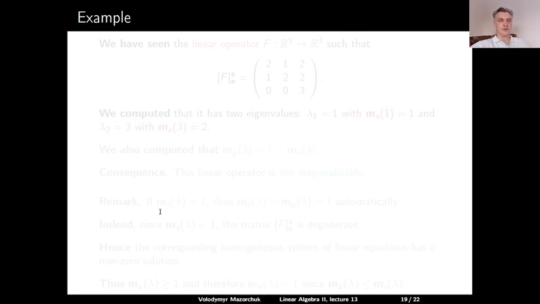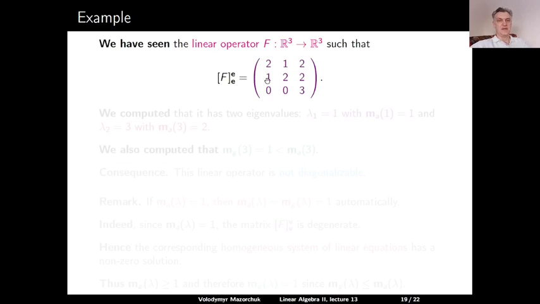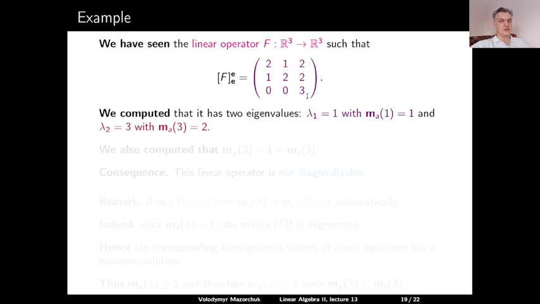So here is an example. So we have seen the linear operator f from R3 to R3, whose matrix in the standard basis is 2, 1, 2, 1, 2, 2, 0, 0, 3. We have previously computed that this matrix has two eigenvalues, lambda 1 equal to 1 with algebraic multiplicity 1, and lambda 2 equal to 3 with algebraic multiplicity 2.